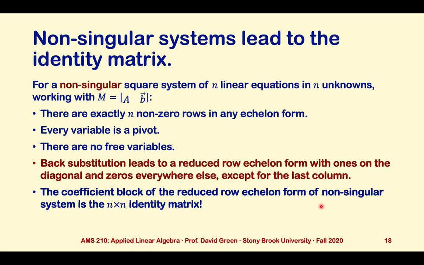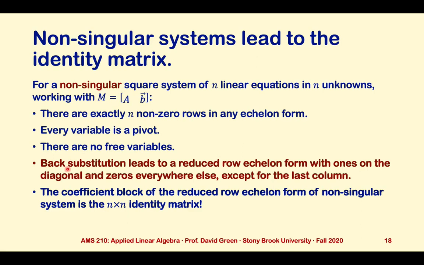Now, what about non-singular cases? In a non-singular case, we have 3 equivalent statements that we can make. There are exactly n non-zero rows in an echelon form. Every variable is a pivot. There are no free variables. So they all sort of imply each other.